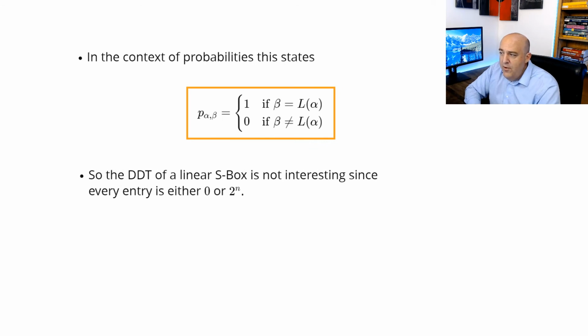In the context of probabilities, this states that P alpha beta is either 1 or 0. It's 1 if beta equals L of alpha, and it's 0 if beta is not equal to L of alpha. And so what this really means is the DDT of a linear S-box is not very interesting, because every entry is either as small as possible, which is 0, or as large as possible, 2 to the n.